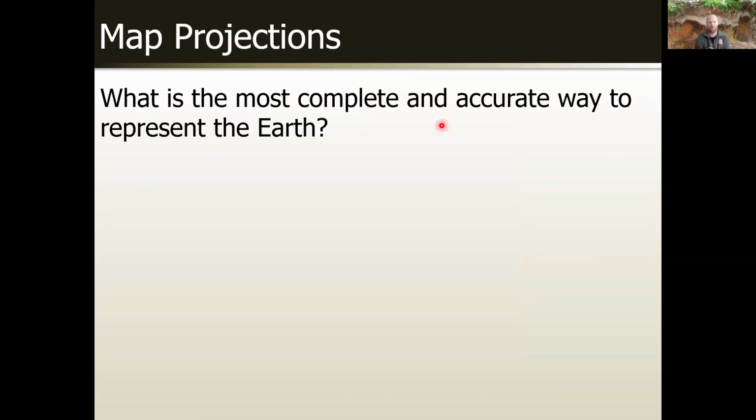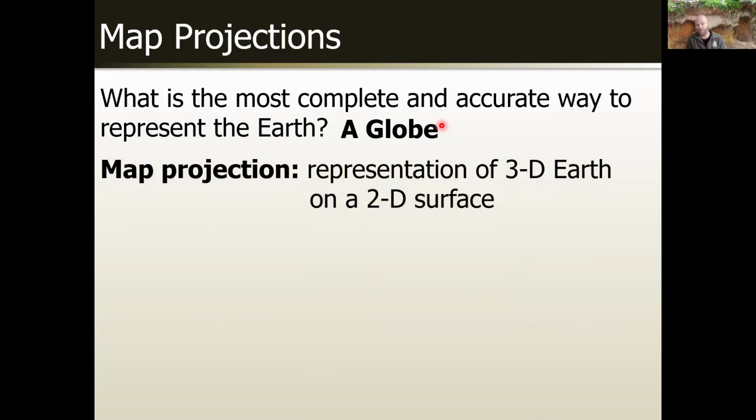Okay, so let's think a little bit about map projections. So what is the most complete and accurate way to represent the Earth? It would be a sphere or a globe, but that is kind of hard. And then if you're looking at a computer screen or digitally mapping, you would actually have to have a three-dimensional sphere to achieve that. And so then here we need to project this three-dimensional Earth onto a two-dimensional surface. But there's not just one way to do that.